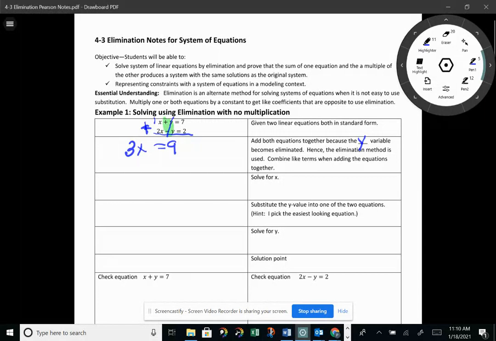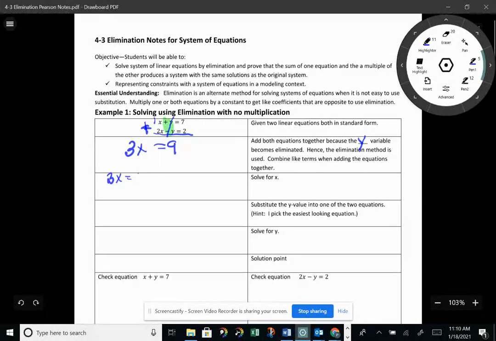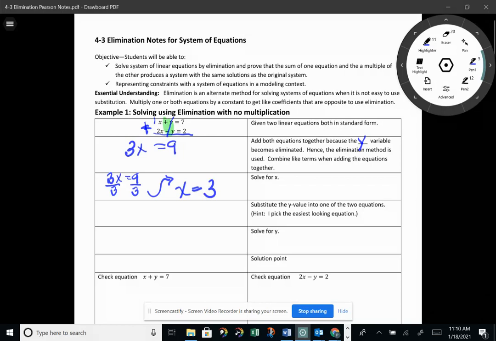So now we just go through and solve for x. We've got 3x equals 9. I'm going to divide by 3 on both sides of the equal sign. So then we end up getting x to be 9 divided by 3, which is 3. And now I'm going to substitute that in.